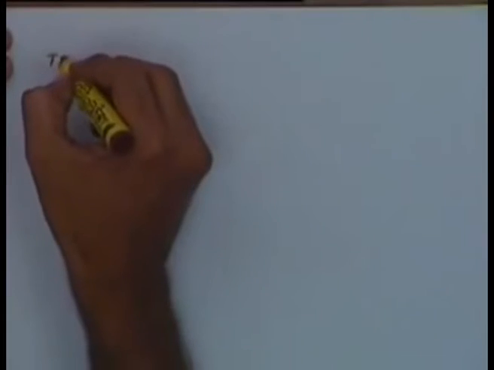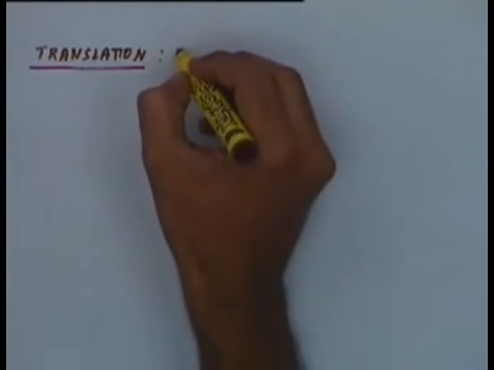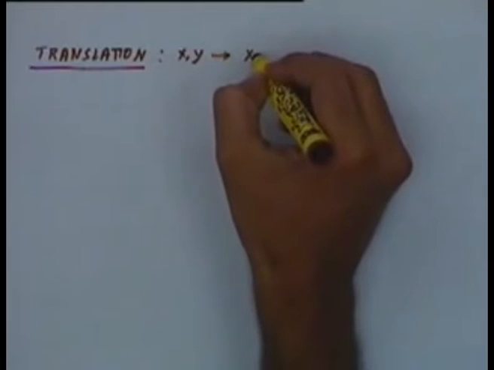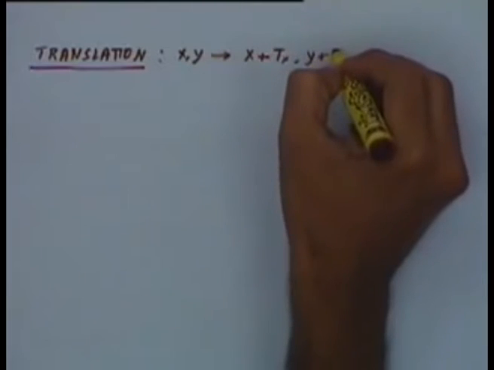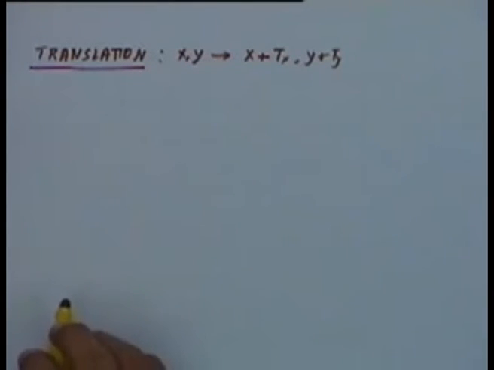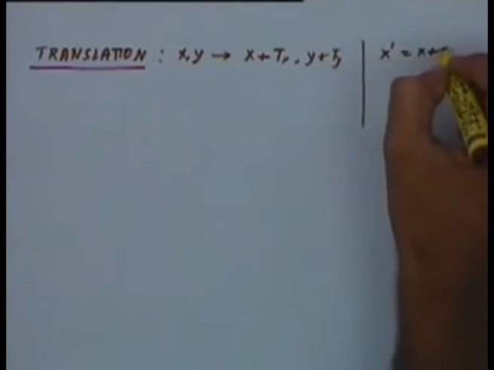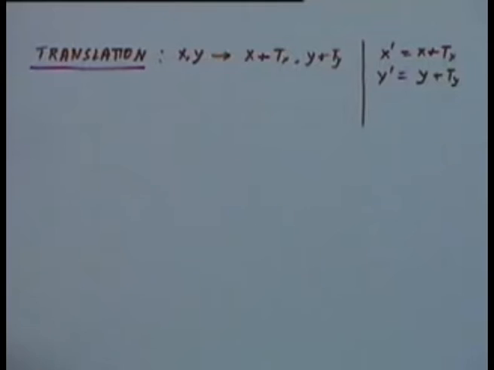The first simple case is of translation. How do we define translation? A point xy will be transformed onto, let's say, x plus tx and y plus ty. Okay, so if I write it mathematically, x prime will be equal to x plus tx, y prime will be equal to y plus ty. Okay, this is simple translation.